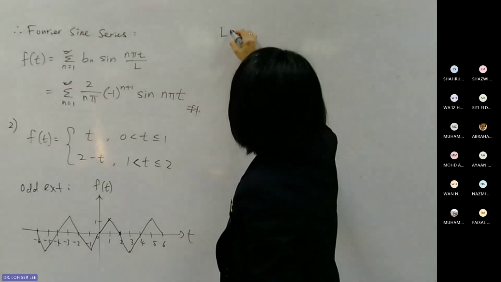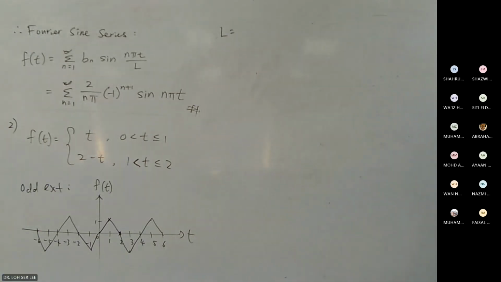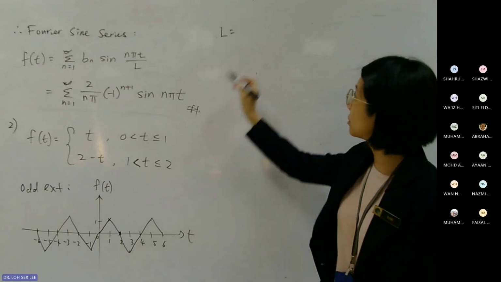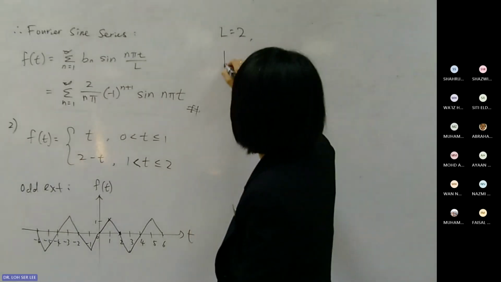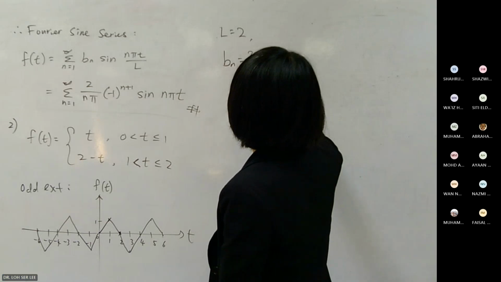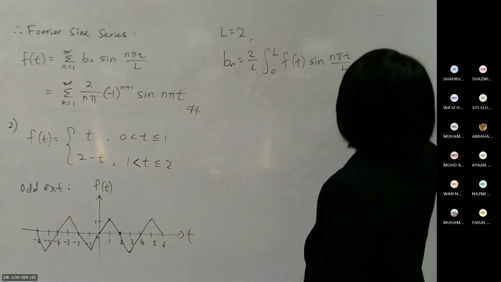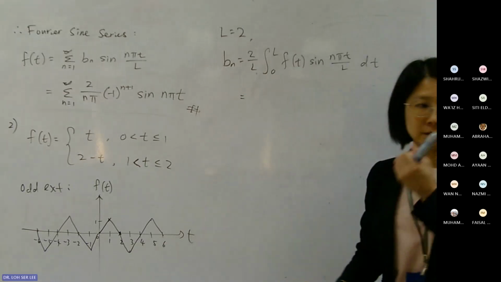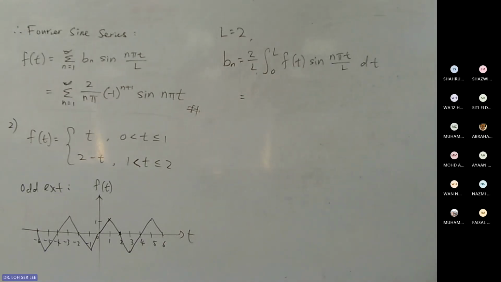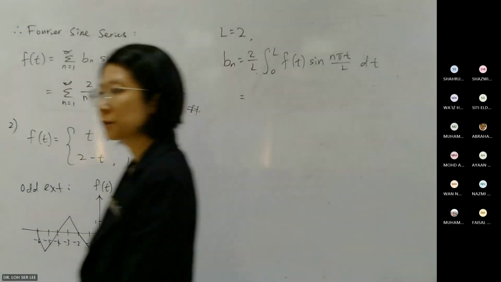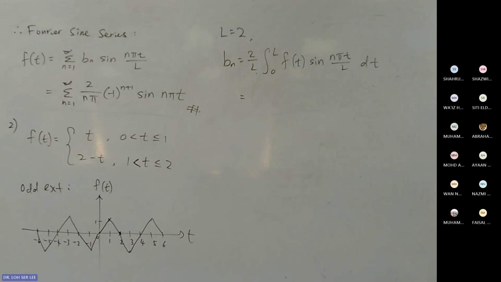Now what is your L? L is 2. Okay, L is 2, to find the Vn. Substitute the L by 2. Then the sine for the integral.